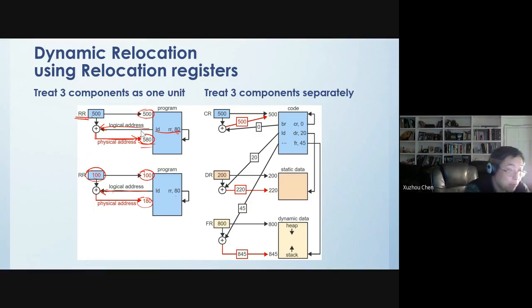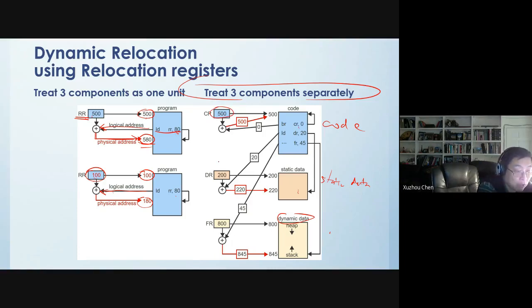Now here, if you treat the three components, the code, the static data, and the dynamic data, as separate ones, you're going to have three different relocation registers. So when you say, you want to call this address 0, then the 0 is going to be plus the 500, and this is actually 500. So that's the beginning of the code.